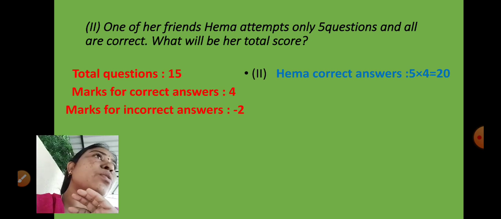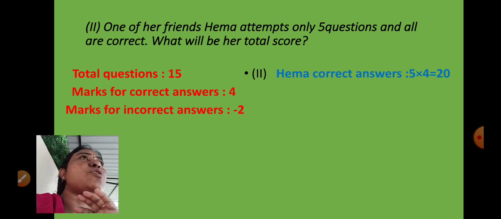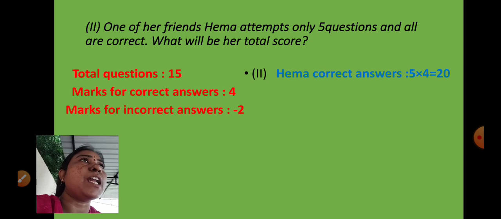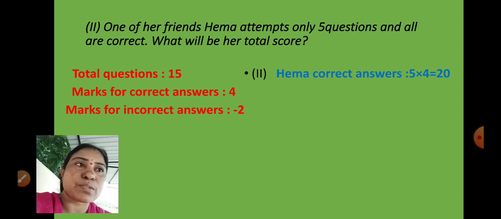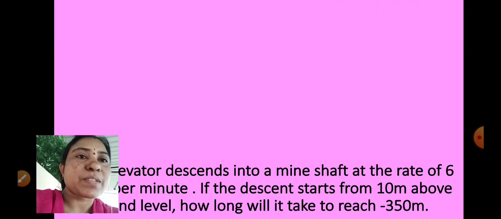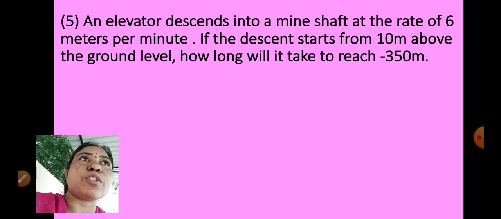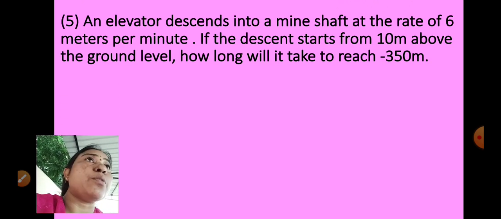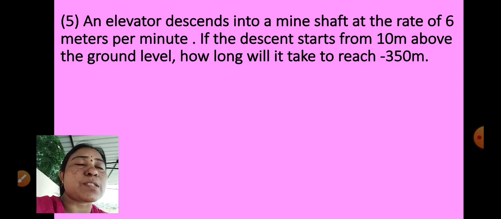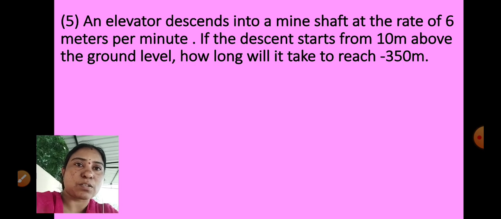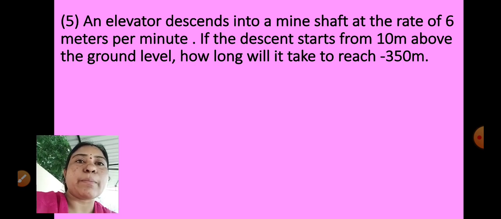So no need to go to the incorrect. Why? Because she did not attempt wrong answers. All are correct answers, that is only 5. 5 into 4 is equal to 20. Okay children? Is it clear? Now going to the fifth question. The remaining ones you do it yourselves. Why? Because like those examples, all the problems we have discussed in the previous exercise. Okay, do it like that only. Now coming to the fifth one.